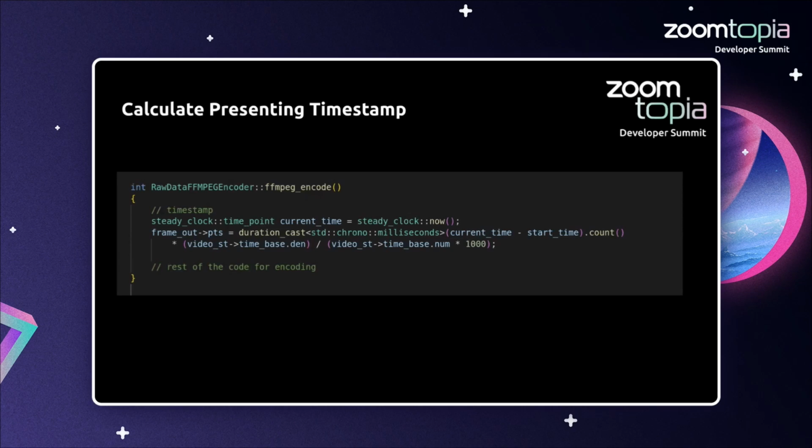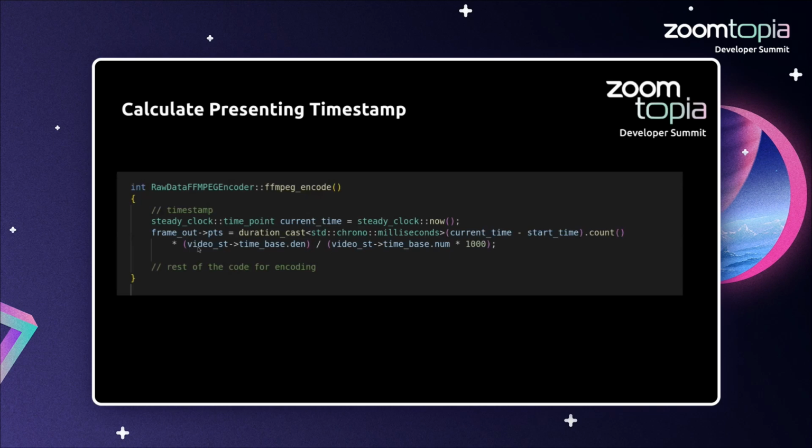So when I encode my frame into the video file, I use this way to get the PTS. First, I take the current time as a timestamp, and then use the current time minus the start time. Start time is the timestamp for the first frame. When I get the first frame, I take down the start time in a variable. So current time minus start time is the duration between the current frame and the first frame.